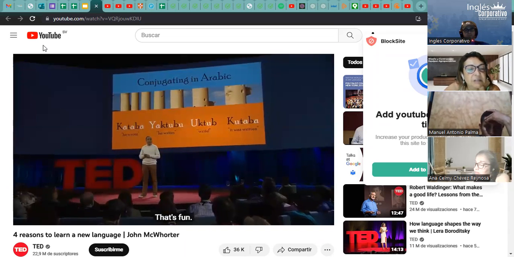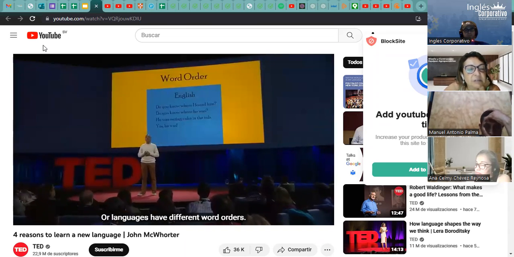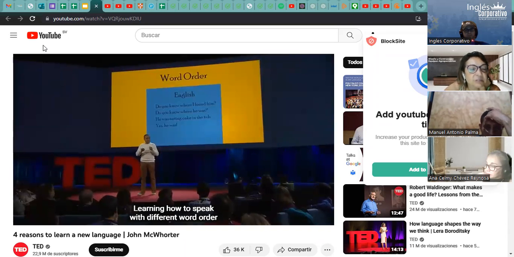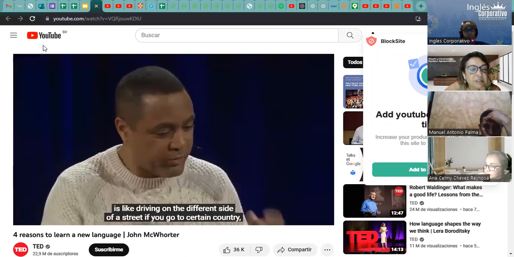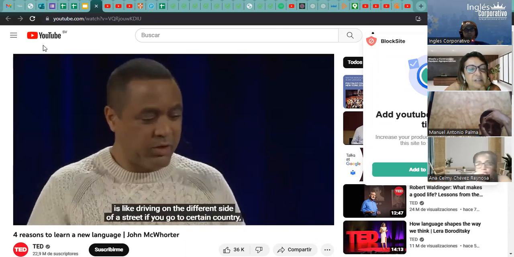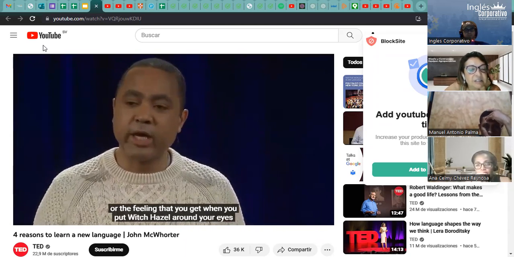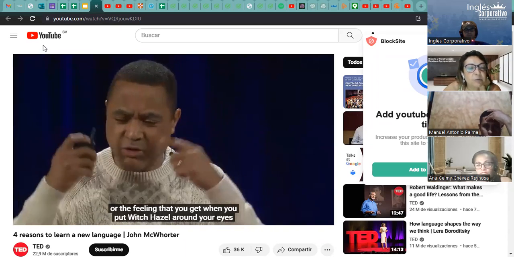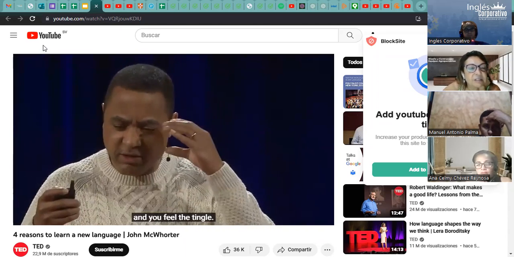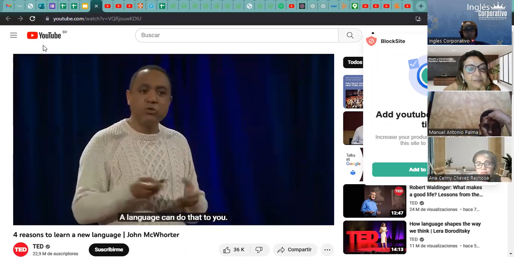That's fun. Or languages have different word orders. Learning how to speak with different word order is like driving on the different side of the street if you go to a certain country, or the feeling that you get when you put witch hazel around your eyes and you feel the tingle. A language can do that to you.